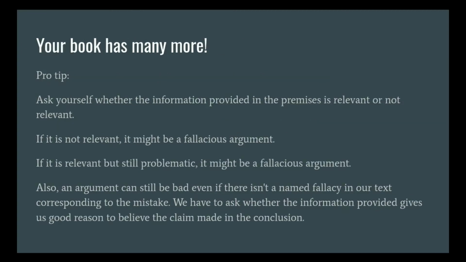Your book has many more. Here's your tip. First, look at the information provided in the premises and decide whether you think it's relevant or not relevant to the truth of the conclusion. If it's not relevant, it might be one of our fallacies. If it is relevant, but it still seems problematic, it might be one of our fallacies of unacceptable premises. And we should also note that an argument can still be bad even if there isn't a named fallacy in our text corresponding to the mistake.